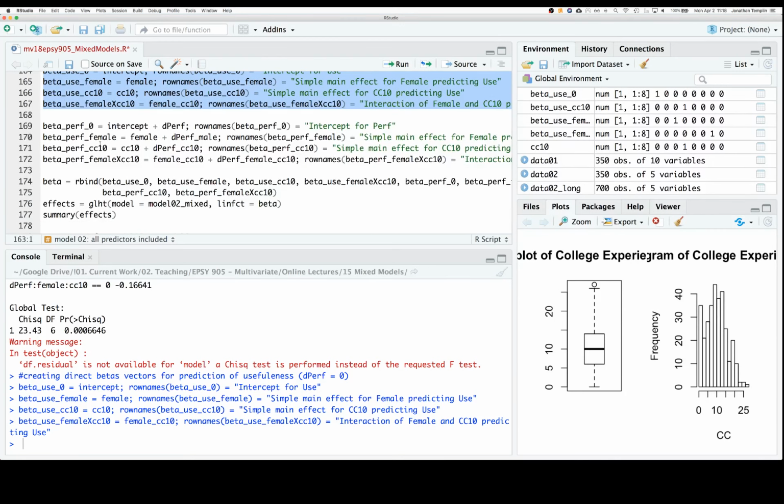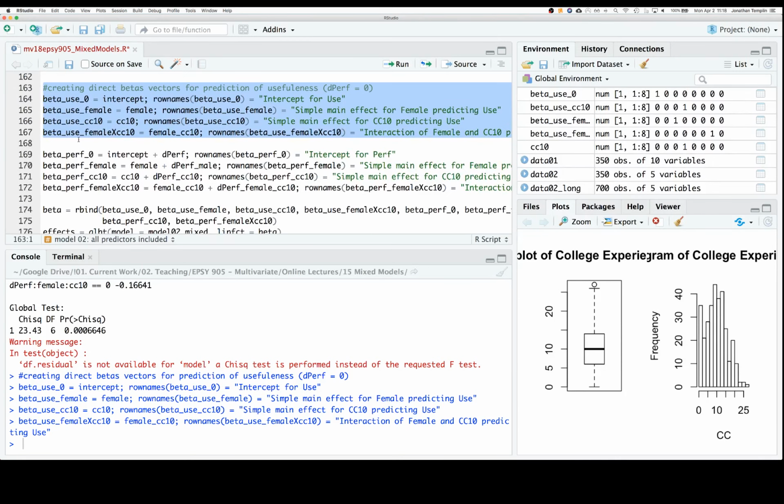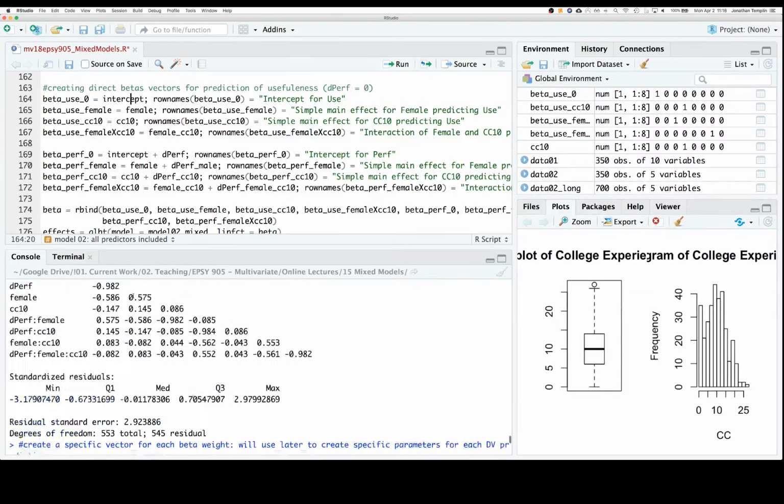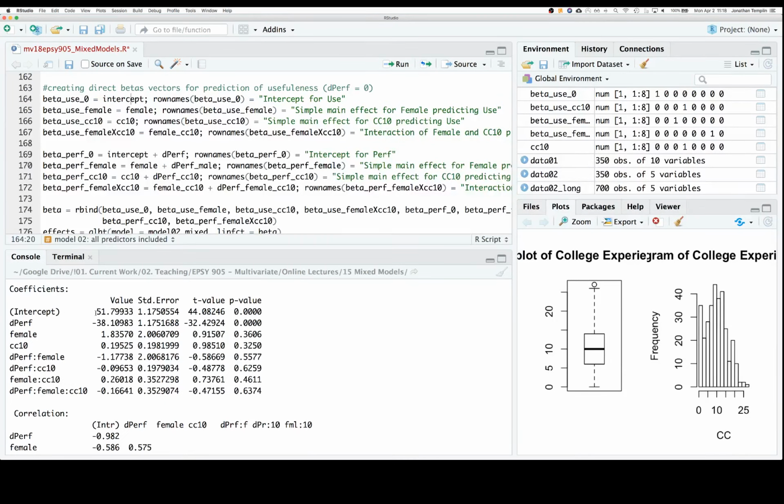These effects themselves are what we would have had directly in the output. You can find a row of the output that represents each of these in our previous analysis. So if I scroll up to the summary statement here, you'll see that this intercept is the mean of usefulness. This is the difference between males and females in perceived usefulness. This is the effect of CC10 for usefulness. And this is the two-way interaction between female and CC10 for usefulness. Those are all directly coming out of the analysis.